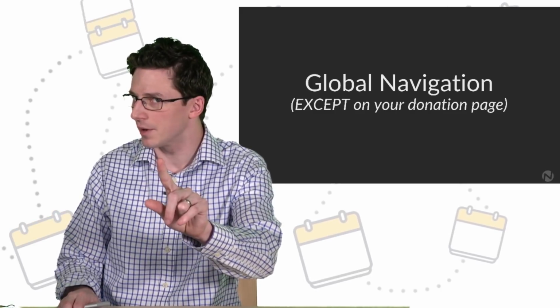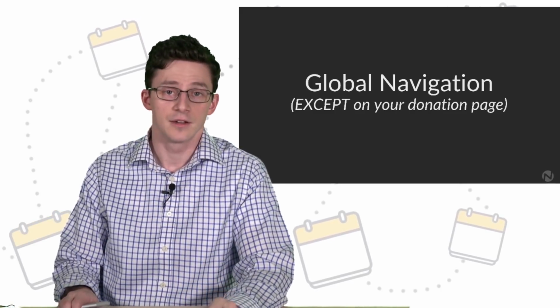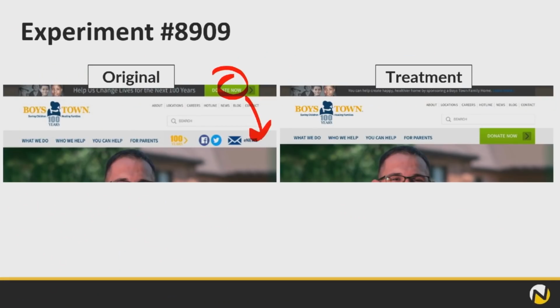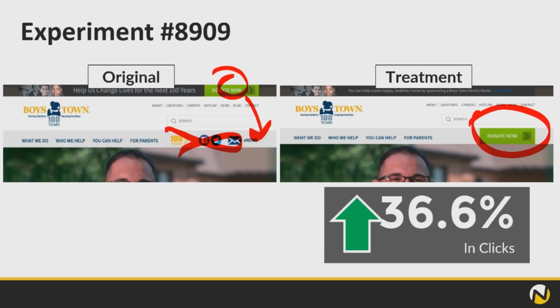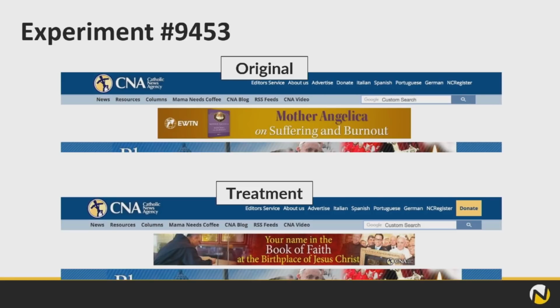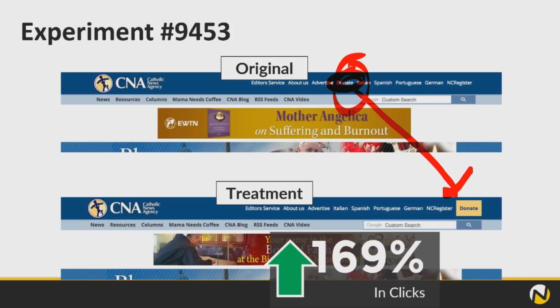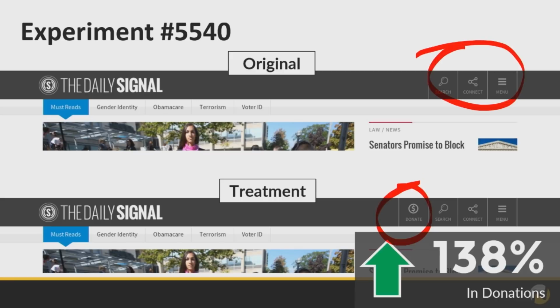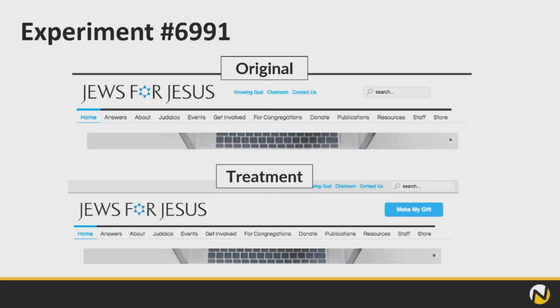Also, global navigation. Except on your donation page, we talked about that, right? Okay, all right. Check it out. Going from here to a more visible place, instead of all this other stuff, more clicks. We're going from no donate button to, oh look, it's right here, guys. Did you see that? How long did it take you to find that donate button? Whoa, big jump in clicks. Oh, look, it's the Daily Signal again. Where's the donate button? Oh no, it's right here. Increase in donations.